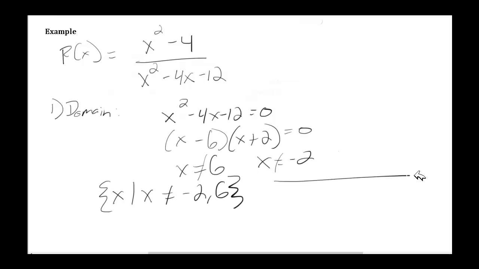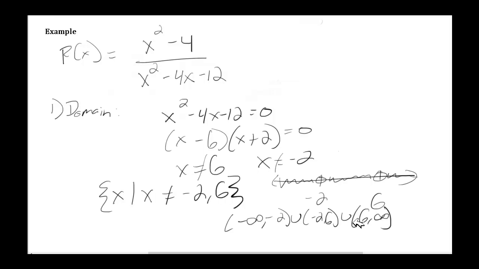In interval notation, I'm going to draw a number line. Here's minus 2, we have to rule that out. 6, we need to rule that out, but everything else is okay. So depending on what it asks you for, the interval notation would be minus infinity to minus 2, union, minus 2 to 6, union, 6 to infinity. That's the domain. You always just look at the bottom, factor it, set it equal to 0, and then that's what it cannot be.